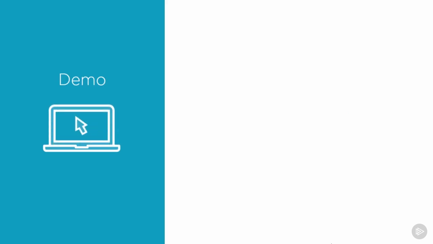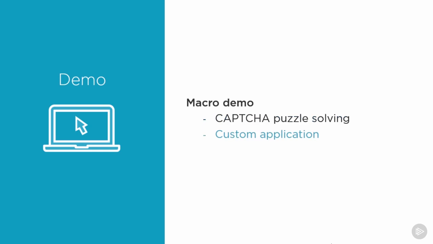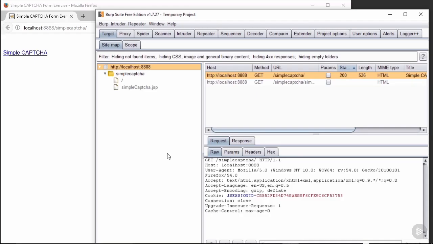So in this demo, we're going to take a look at how we can use Burp macros to help us solve CAPTCHA puzzles. You will be using a custom application that I've made available to you in the exercise files. We're going to look at how we can create a macro to help us solve CAPTCHA puzzles.